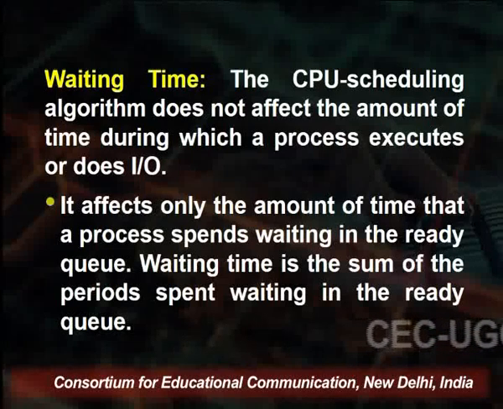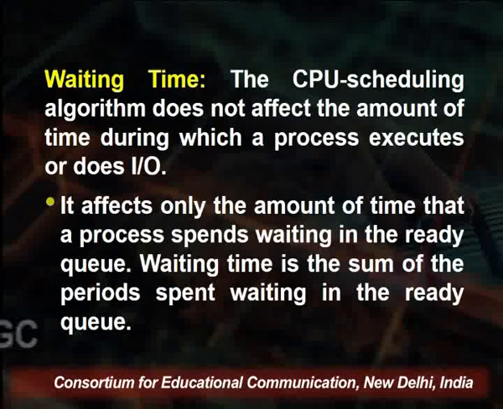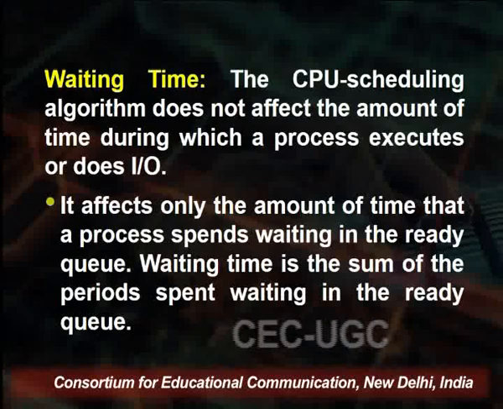It is the sum of the periods spent waiting in the ready queue and in the other queues. So here we have a ready queue, then we have an input output queue, then we have a device queue, and so on and so forth. So waiting time is for how much time your job is actually kept waiting, which is the total time minus the time of execution minus the time of input output activity, and so on. So only the waiting time is summed up here.